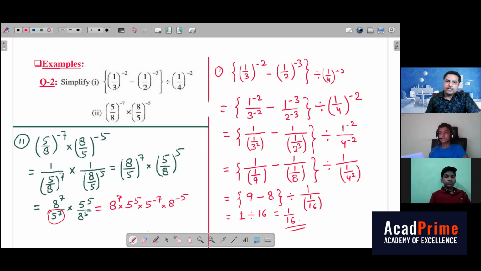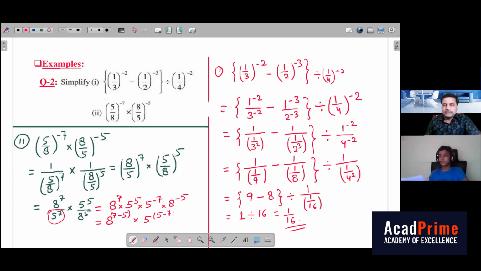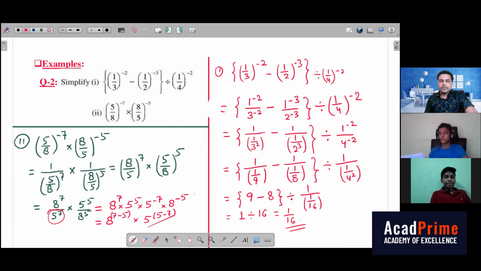Now what we are getting here is 8 raised to the power 7 and 8 raised to the power minus 5. That means the base is same in both, so we just add up the powers. That means 8 raised to the power 7 minus 5, right? And we can also write it as 5 raised to the power 5 minus 7. Is it fine? Yes, sir.